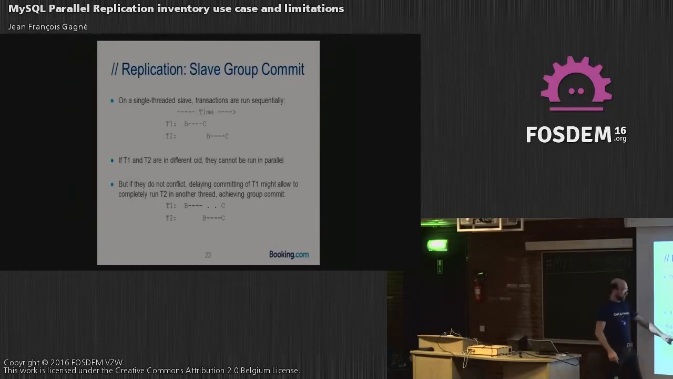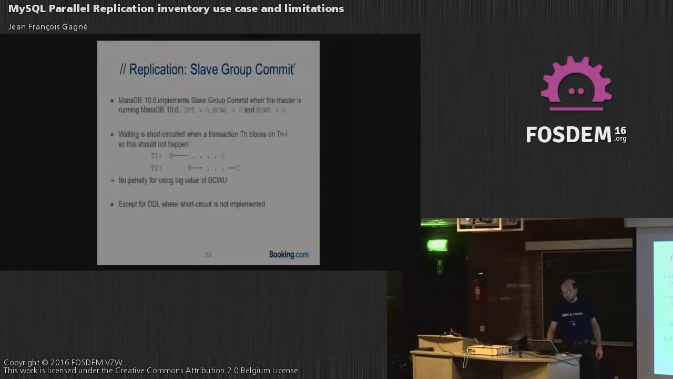But if they do not conflict, instead of committing T1 right away, we could hold the commit, try to run T2, and then group those transactions together. And so here, we went from 2 writes to the binlog to a single write. And not only did we do that, we also identified parallelism on a slave. A slave that ran transactions one after the other was able to identify that those transactions were not conflicting. And I will use that to test parallel replication later.